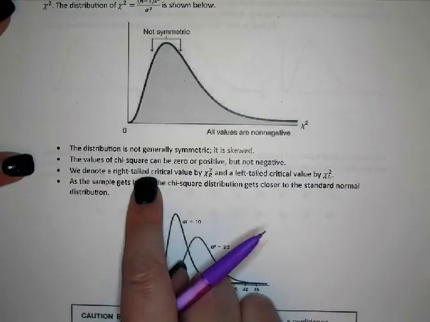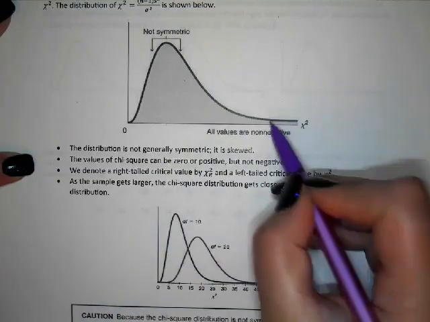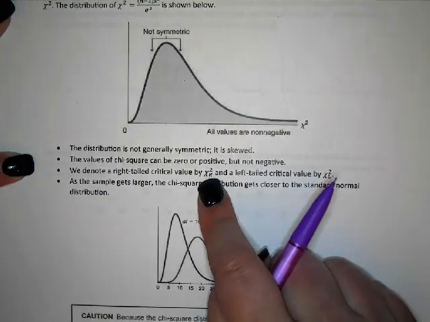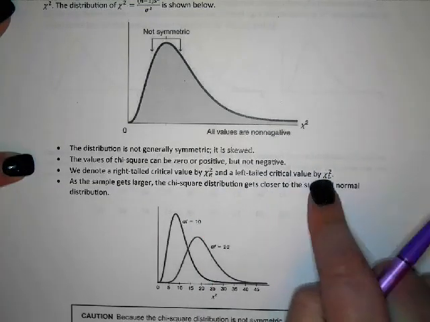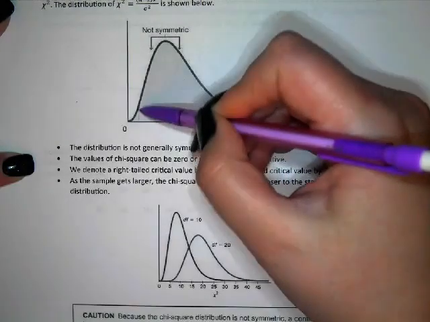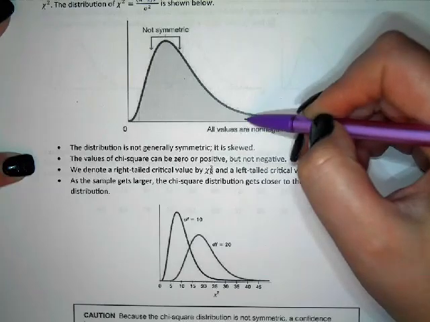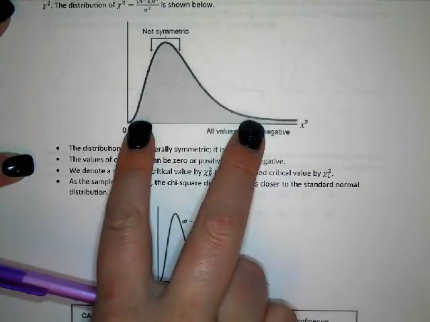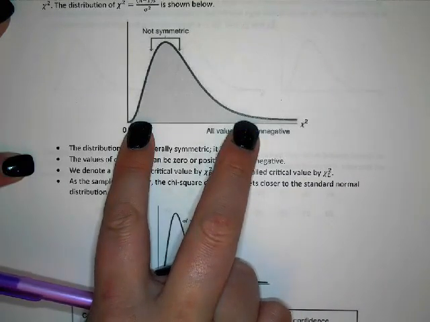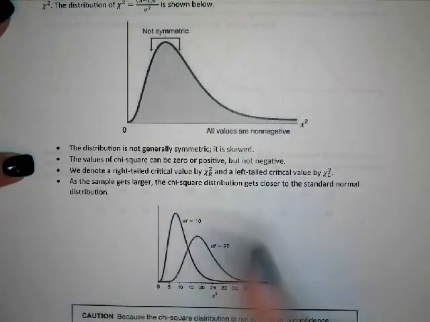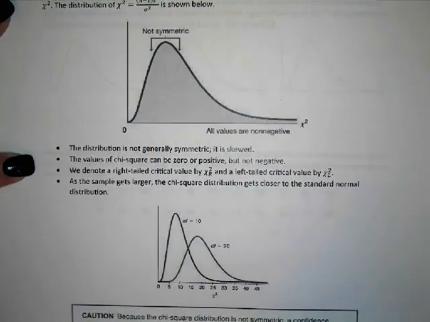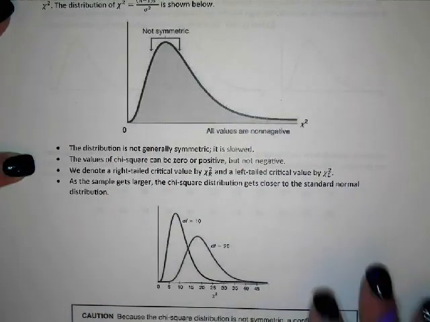We denote a right-tailed critical value, a critical value that's found over here on the distribution, as chi-square sub R, and a left-tailed critical value as chi-square sub L. So we're going to have critical values that we find over here in the distribution and critical values that we find over here in the distribution. Because our distribution is not symmetric, we're not going to have the same critical values that we had before, just positive and negative, which is what was happening in sections 7.1 and 7.2. So it's going to make our values come up a little bit differently, and I'll discuss that in a second.